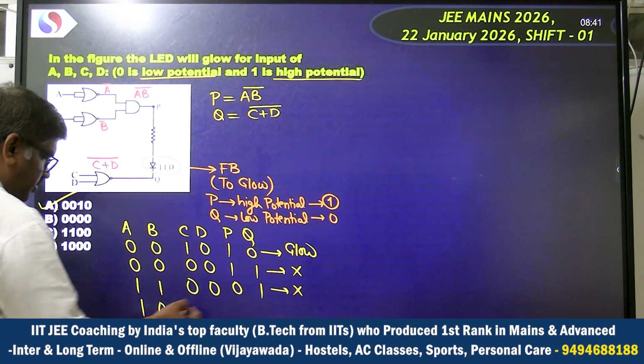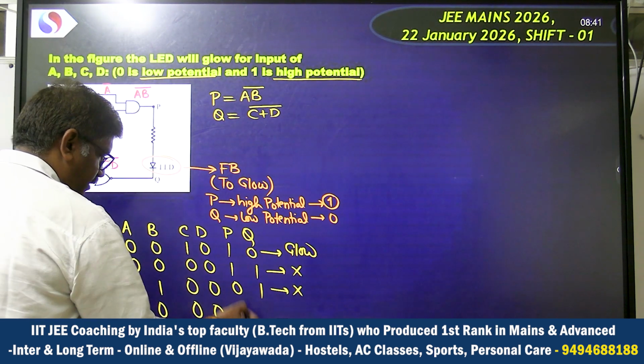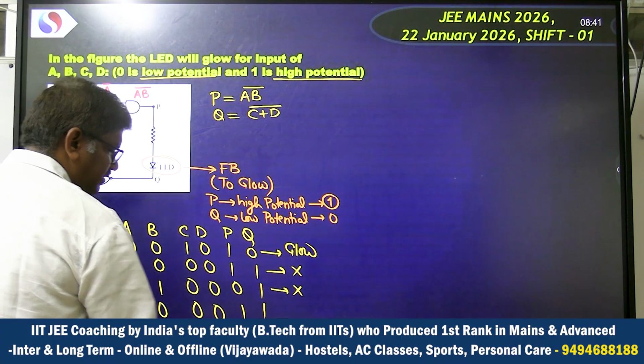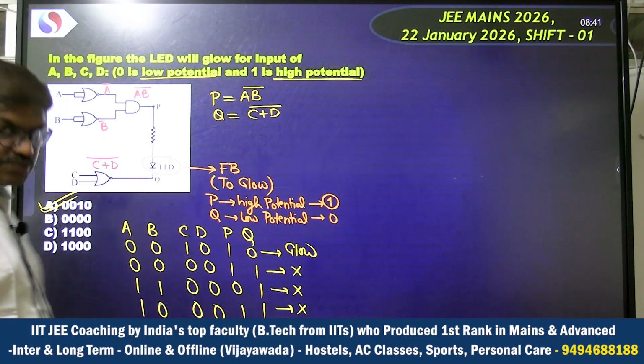Last one is 1, 0, 0, 0, 1, 0. 1, 0 means it will give you 1, and 0, 0 means it will give you 1, so again it will not glow. So the correct answer will be the first one.